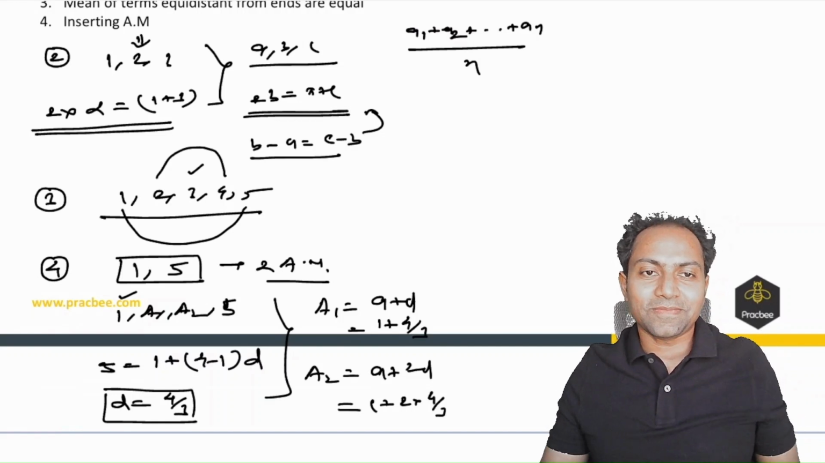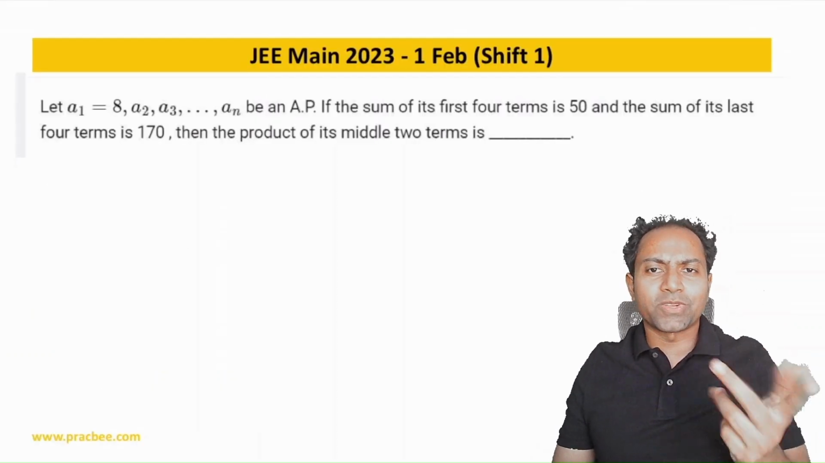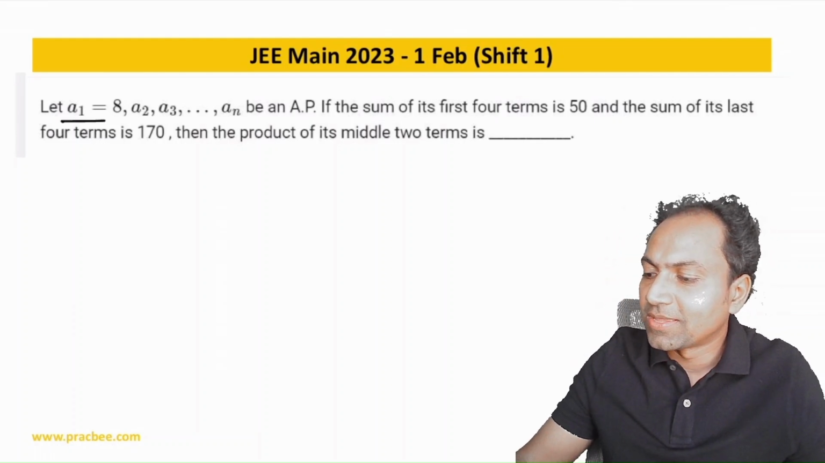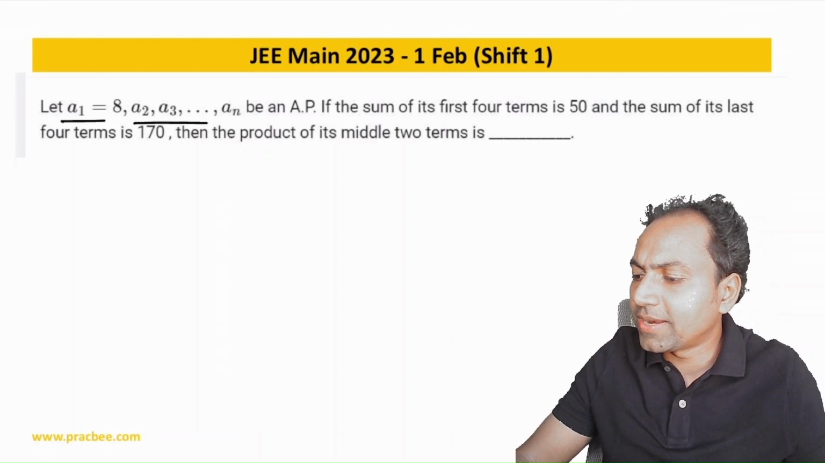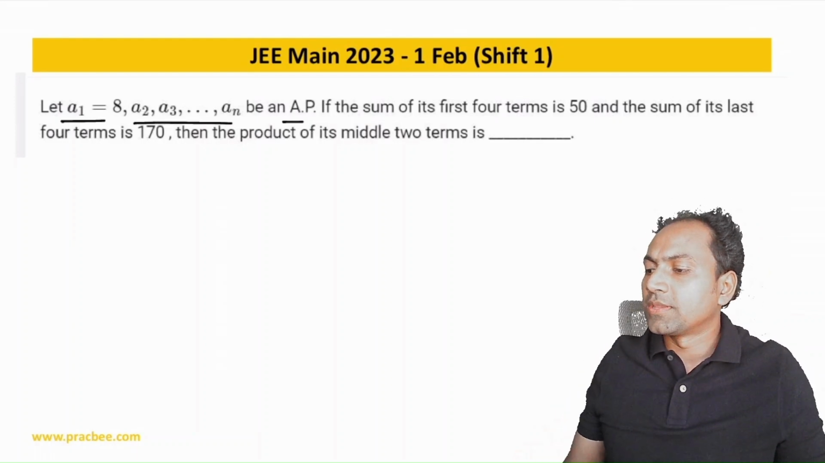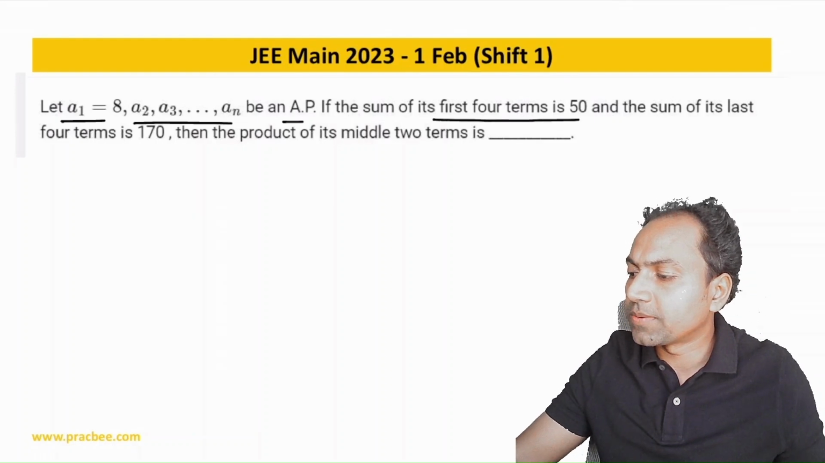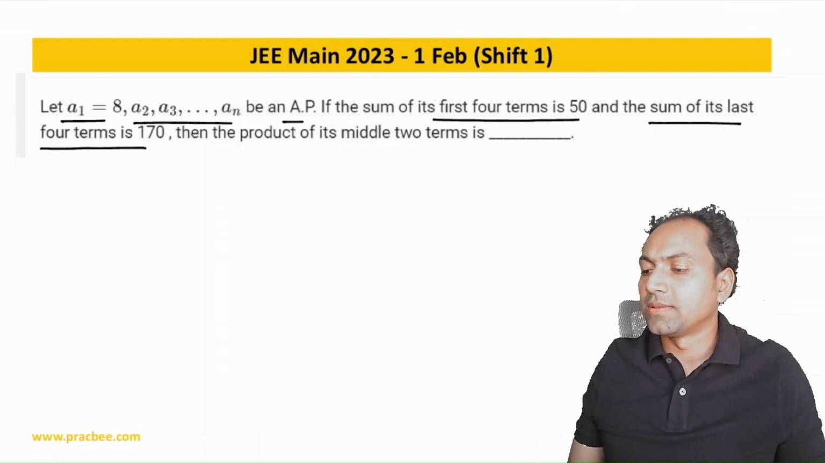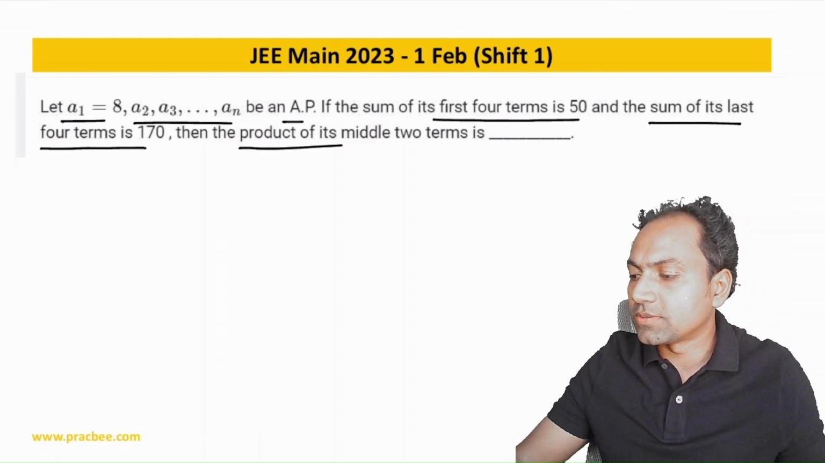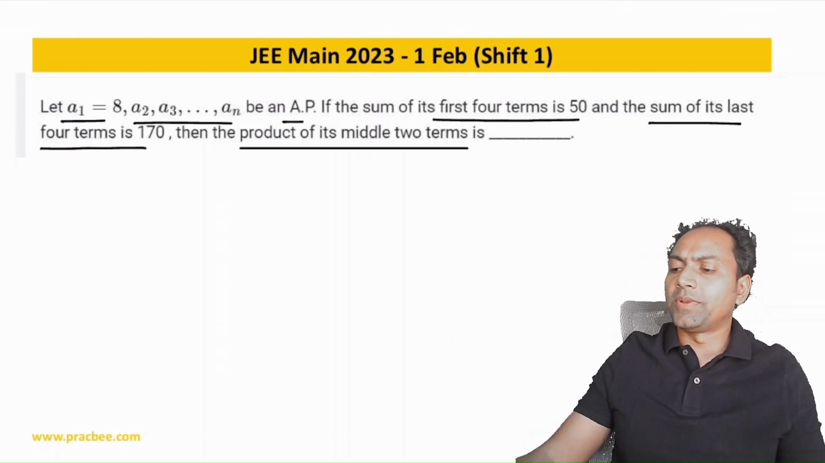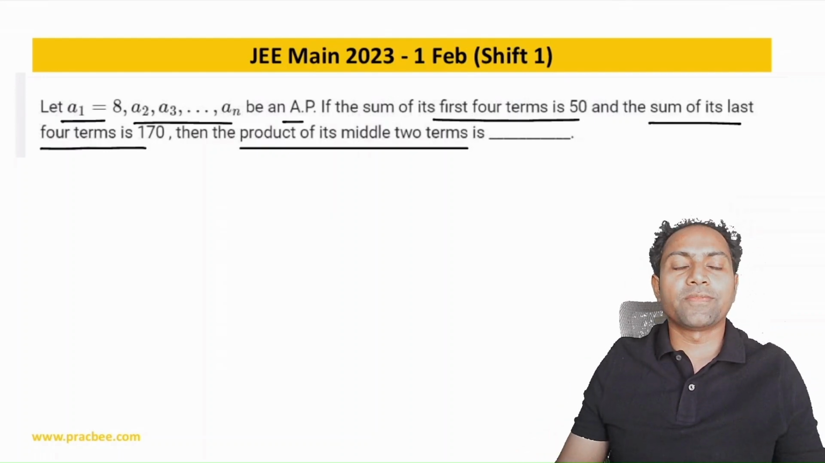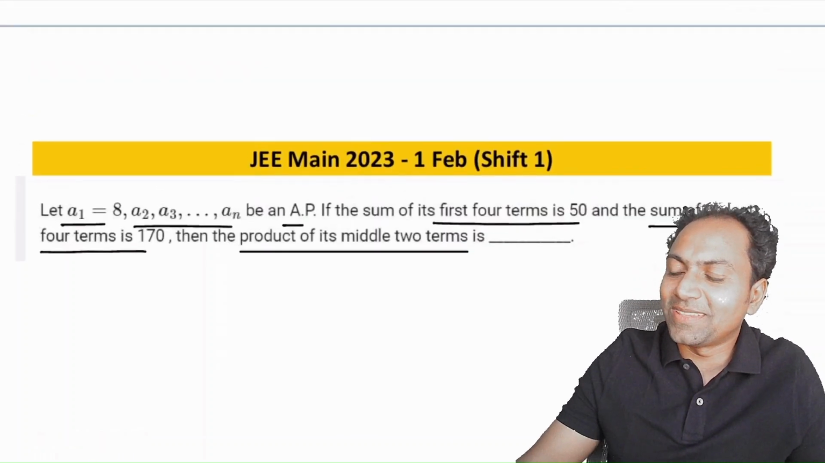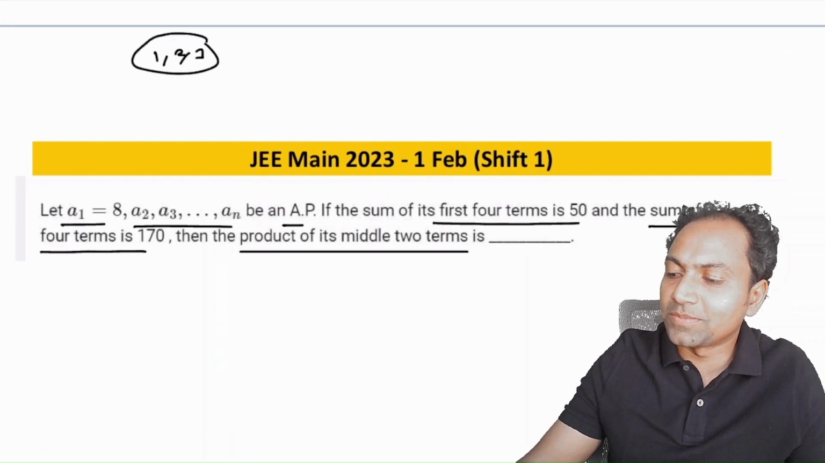Okay. Now this question was asked in JEE 2023. It says that A1 is equal to 8, the first term 8 they have given. They've also told us that A2, A3, up to AN are in arithmetic progression. The sum of the first 4 terms is 50. The sum of the last 4 terms is 170. The product of the middle two terms is given. So here one thing is implied, there are two middle terms. Okay. So now what does that mean? If you have, like, 1, 2, 3, an odd number of terms, there is only one middle term.